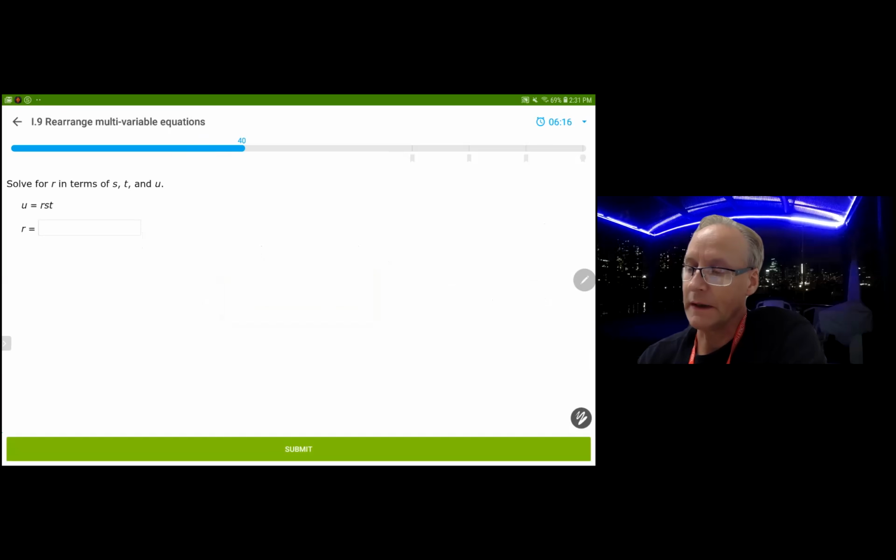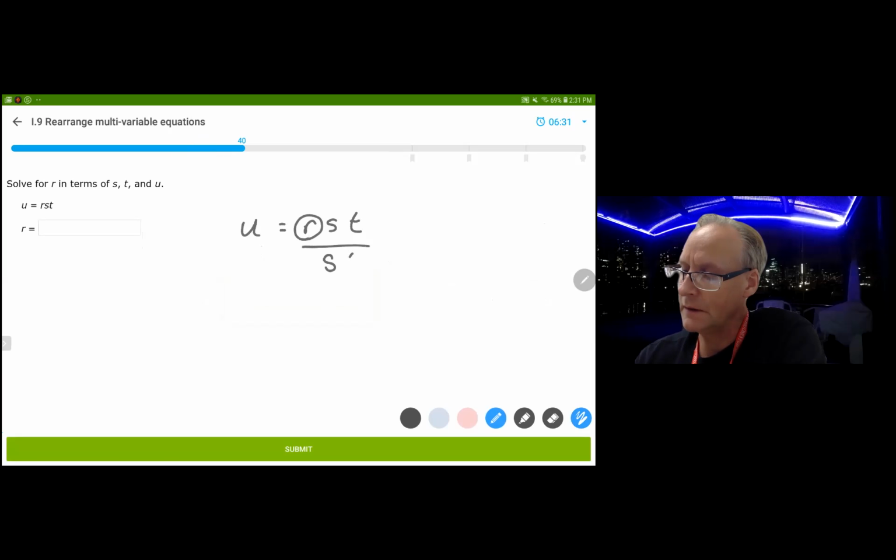It goes pretty quickly. I like this one. We're going to solve for r. So we have u is equal to rst, and I want to solve for r. There's my variable of interest. So I'm going to divide by st on both sides.